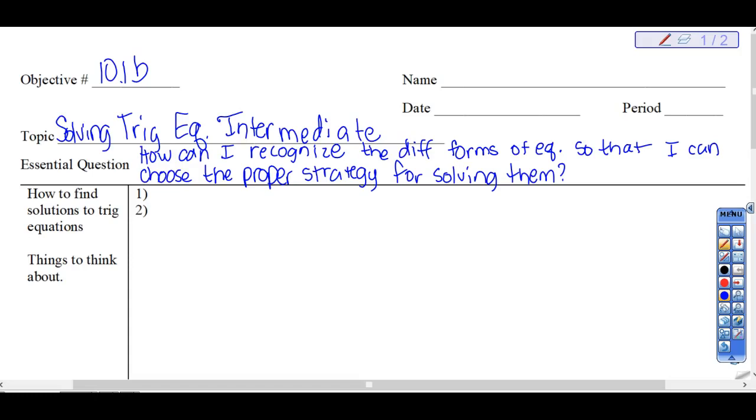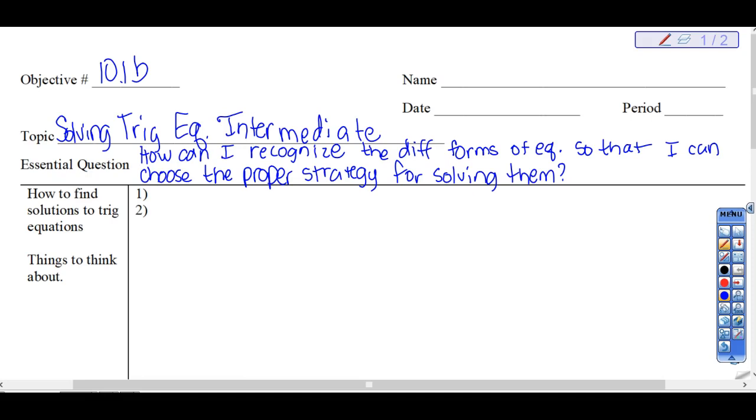So this is lesson 10.1b. We're going to continue our study of solving trig equations, but today is an intermediate level equation, so it requires a little more prep work up front before it turns into a basic equation. And our focus today is how can I recognize the different forms of the equations so that I can employ the proper strategy for solving them.